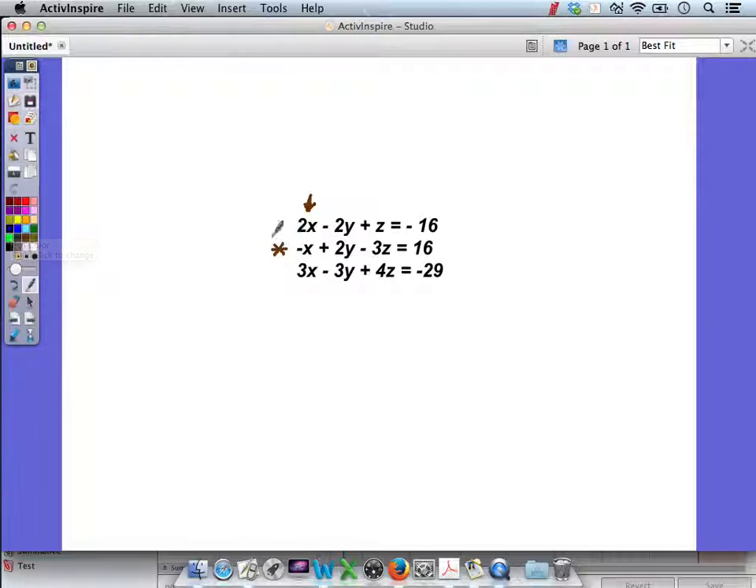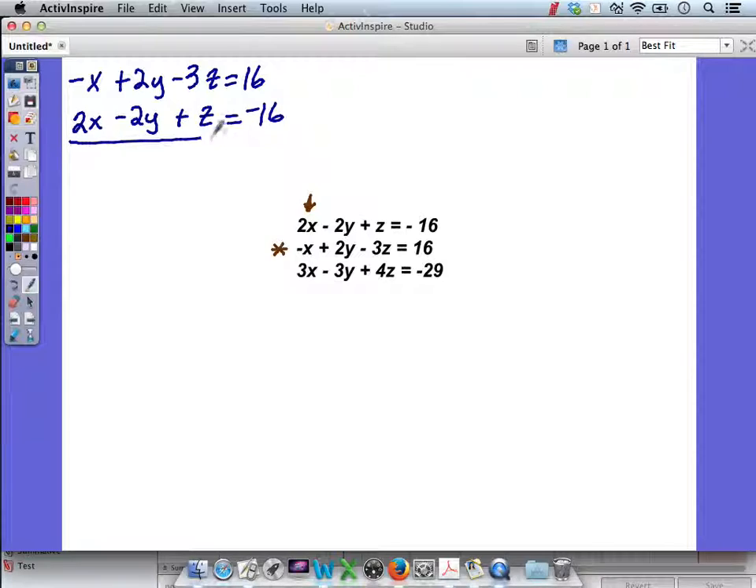This that has the asterisk, that second equation, I'm going to write it twice. -x plus 2y minus 3z is equal to 16. I'm going to pair it with that first one. 2x minus 2y plus z is equal to -16. And I'm going to go back and make sure I've written that correctly. -x, 2y, -3z, 16. 2x minus 2y, z equals -16.